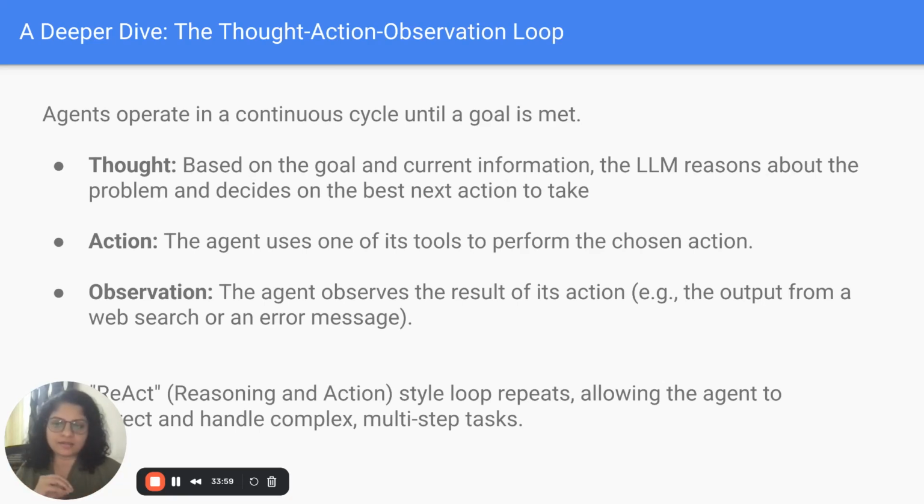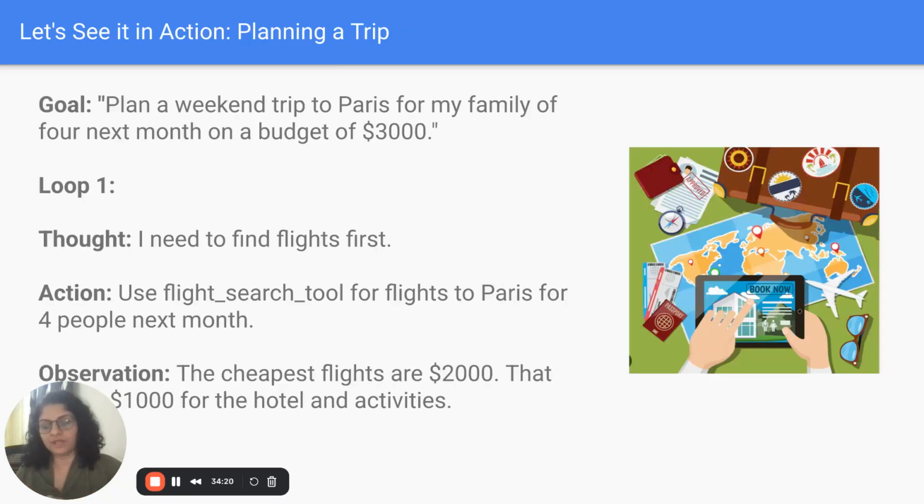So the basic thing you need to understand is that agents are something which is performed to complete a certain goal, and it will not stop unless and until the action or the goal has been achieved. So to understand this more deeply, let's have an example. I need to plan a trip. My goal is to plan a weekend trip to Paris with my family of 4 next month, and my budget is $3,000.